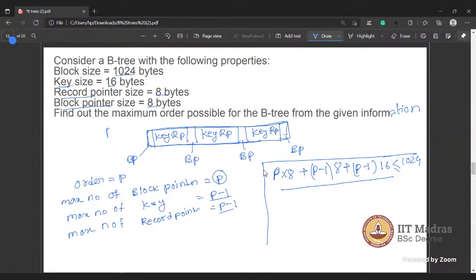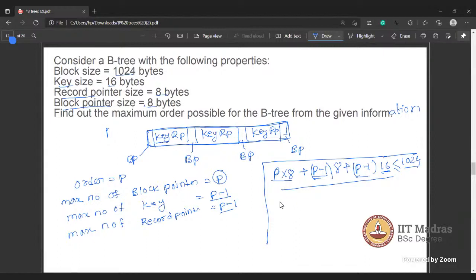The block pointer size is 8 bytes, so 8 into P. Then it also consists of keys, so P minus 1 times the key size, 16. And it also consists of record pointers, so P minus 1 times 8. The total should be less than or equal to the block size, 1024. So everyone got it? Otherwise, I will explain this problem again because this is a very important problem. Yes, sir. Understood.